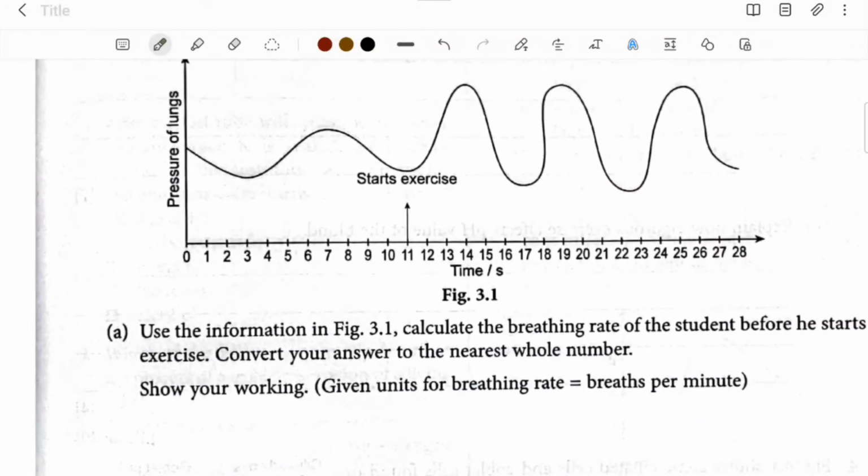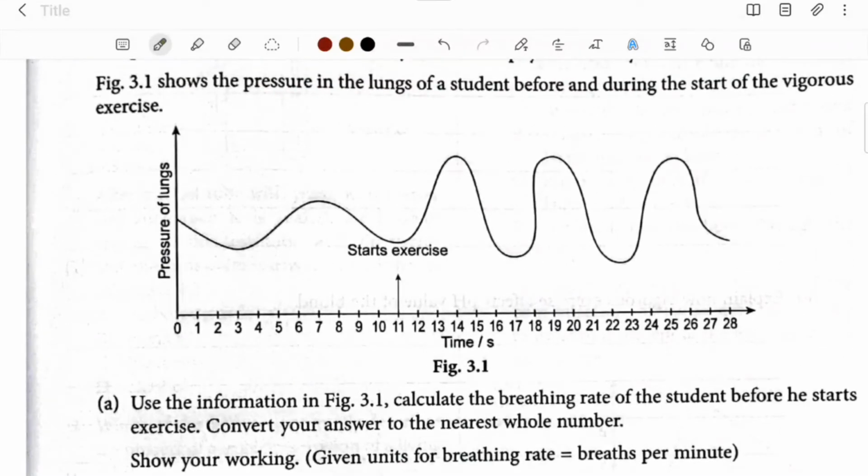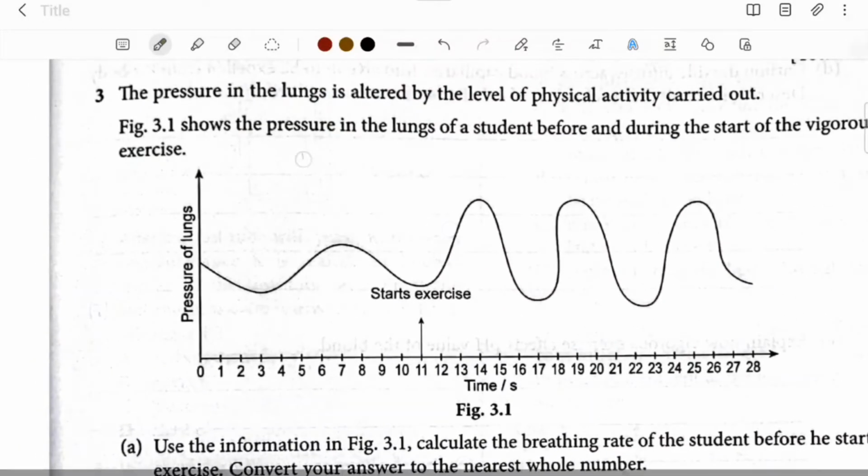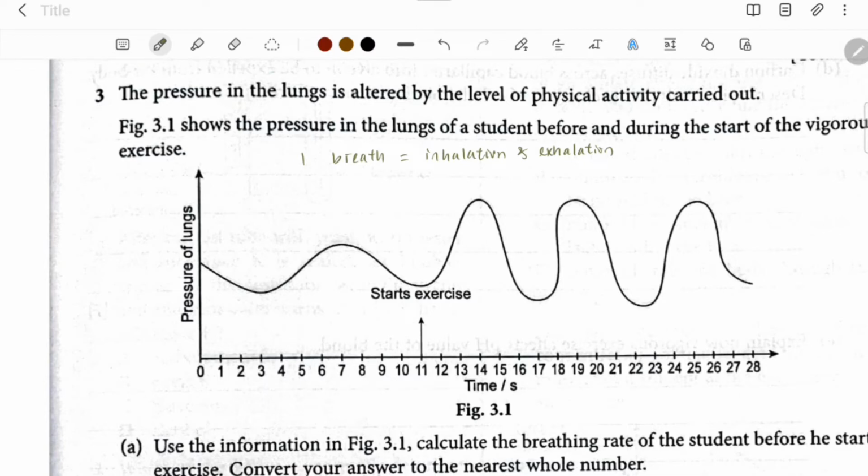Okay, this one, let's see how to count. One breathing is when the pressure of the lungs, okay, we do like that. One breath means that inhalation and exhalation. So when inhalation, pressure increases, and then after that the pressure decreases back. So one breath is actually from here to here.